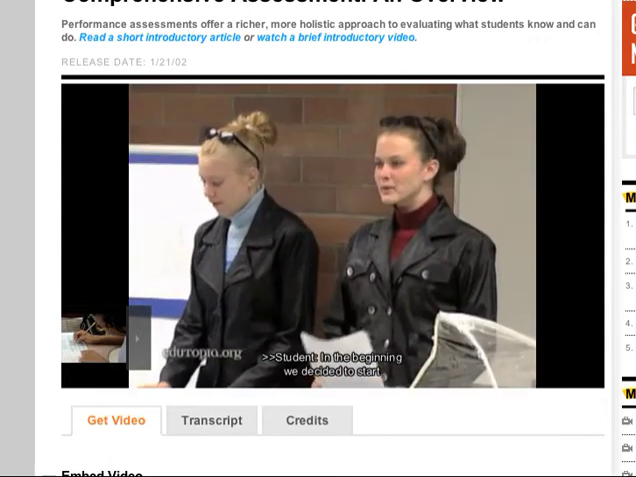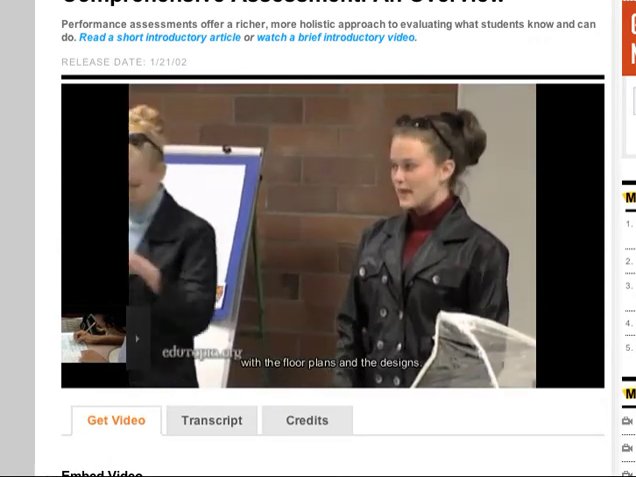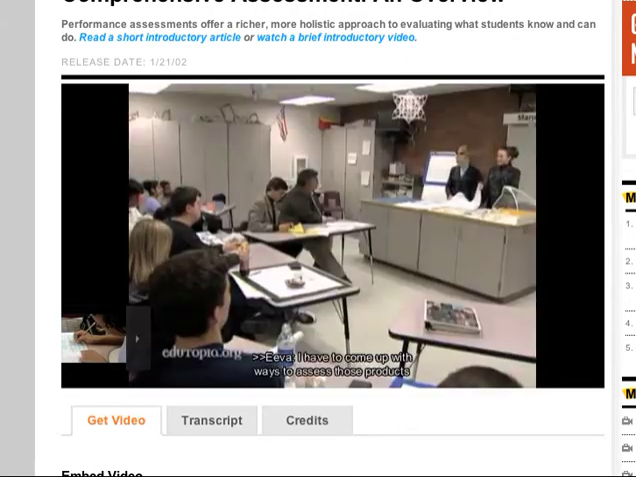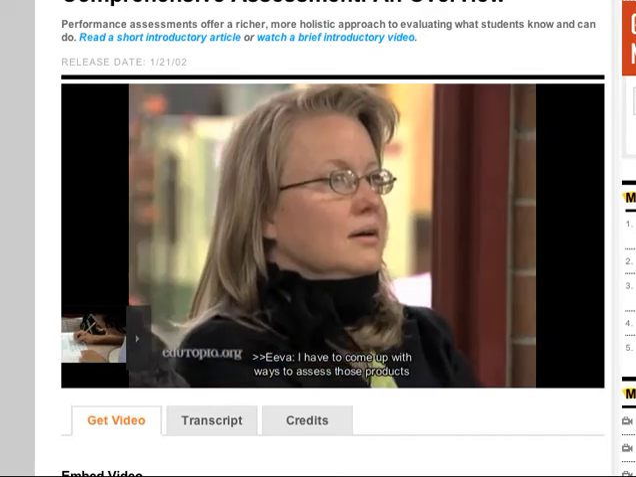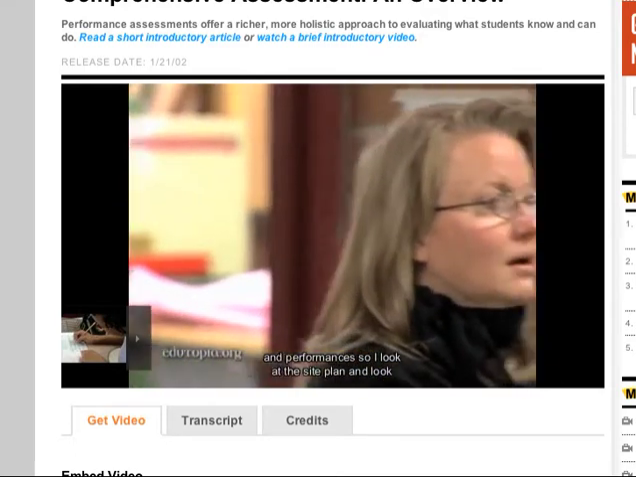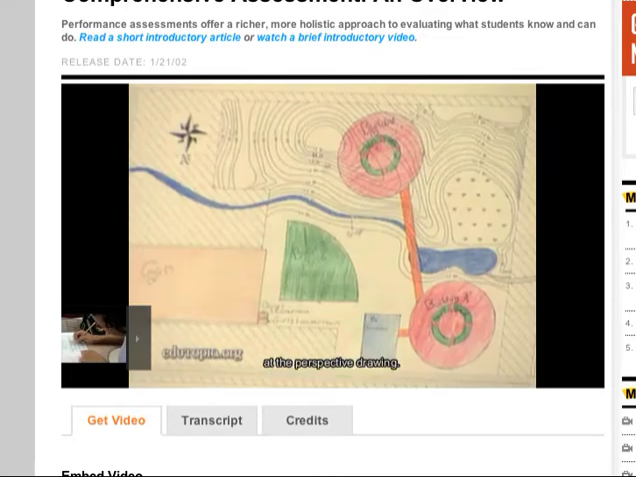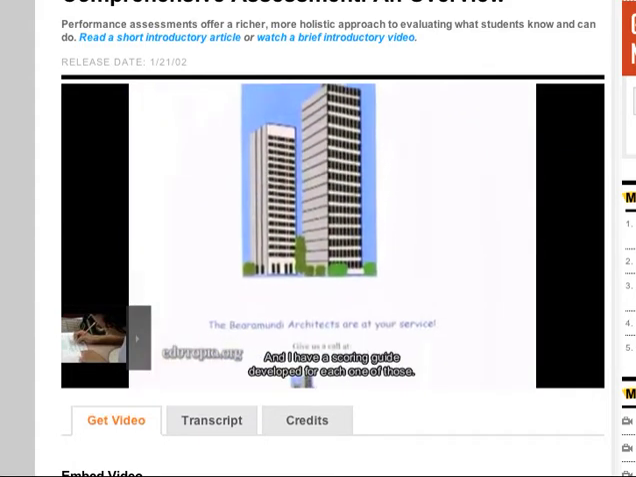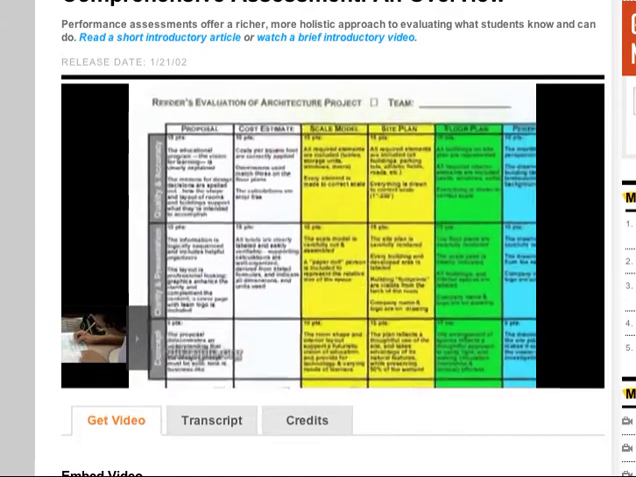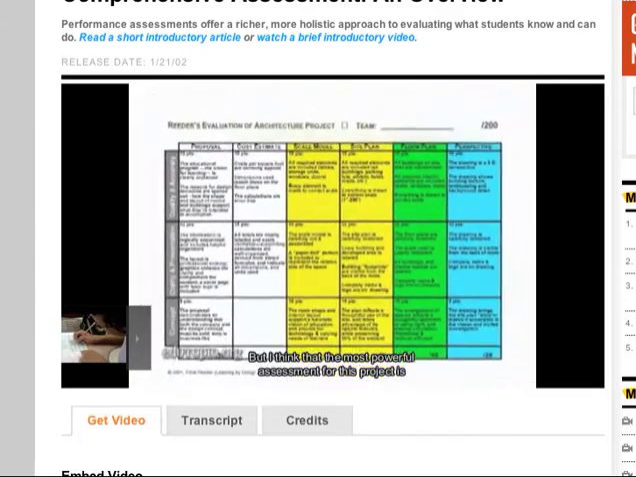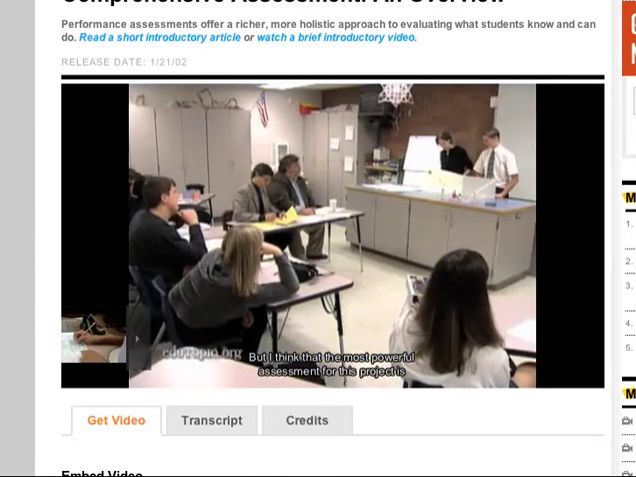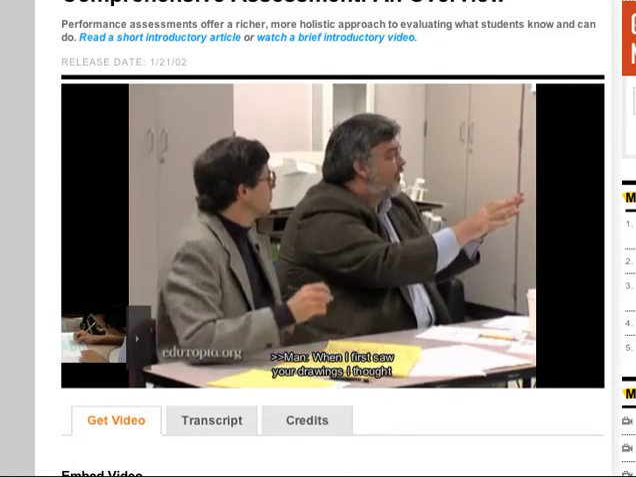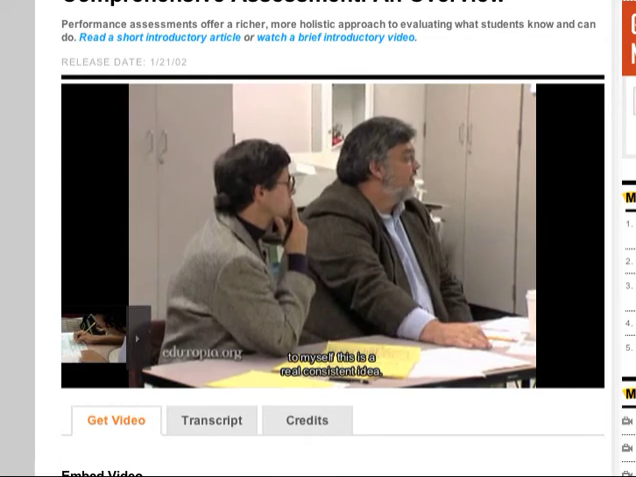In the beginning, we decided to start with the floor plans and the designs. Our school has one main building. I have to come up with ways to assess those products and performances. So I look at the site plan, I look at the perspective drawing, I read the proposal, and I have a scoring guide developed for each one of those. But I think that the most powerful assessment for this project is that provided by the architects. When I first saw your drawings, I thought to myself, this is a real consistent idea.